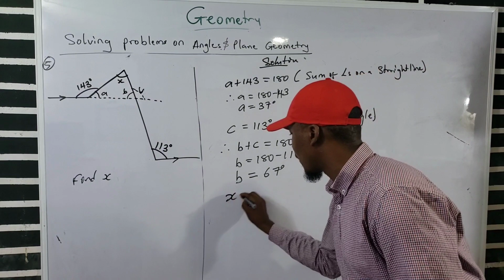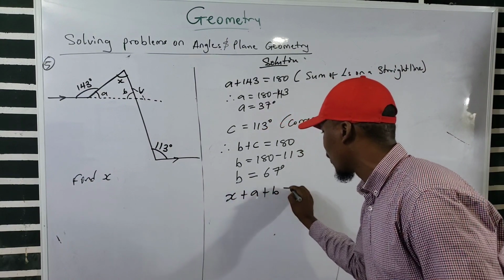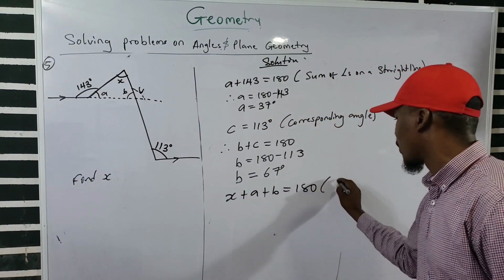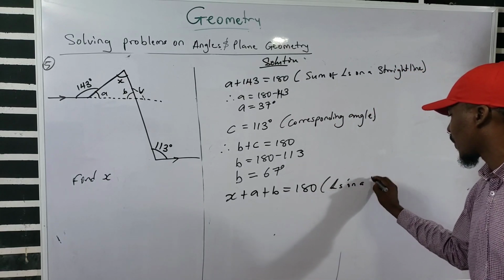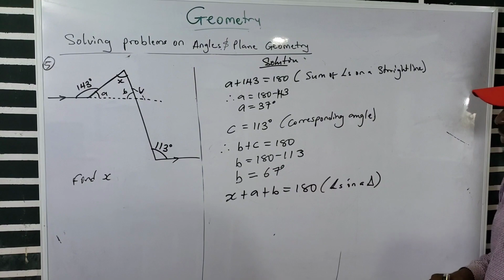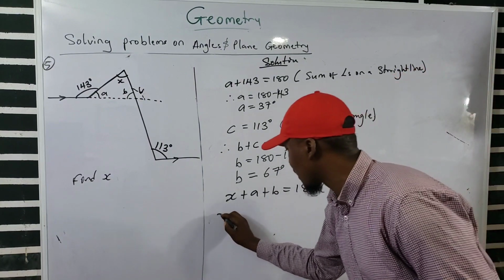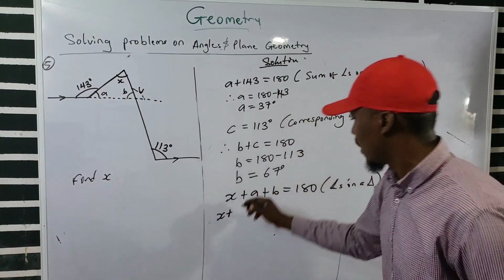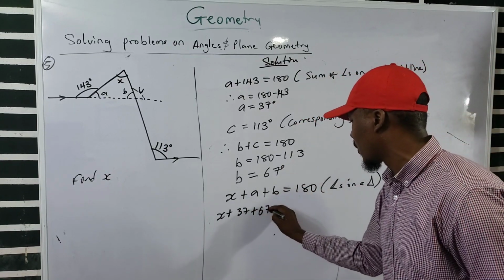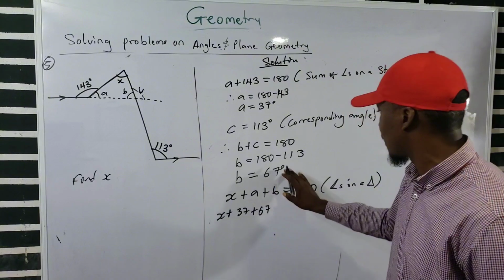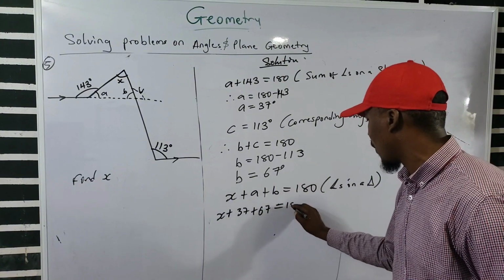So x plus a plus b will give us 180, of course, sum of angles in a triangle. That will give us that x plus a is 37, plus b is 67, equals 180.